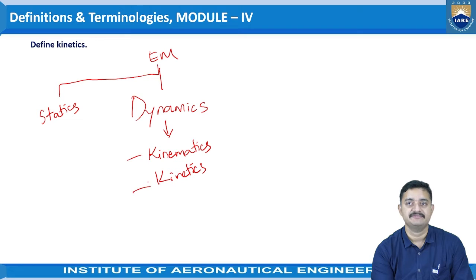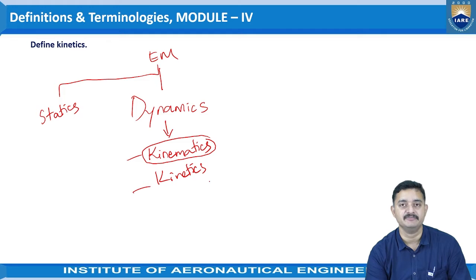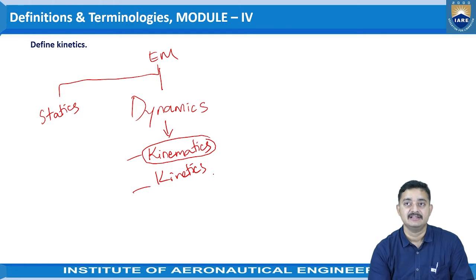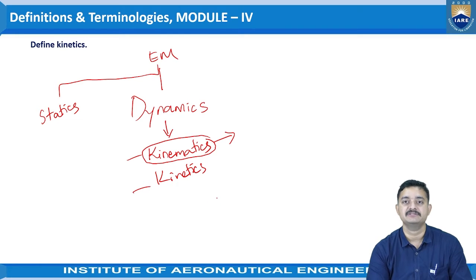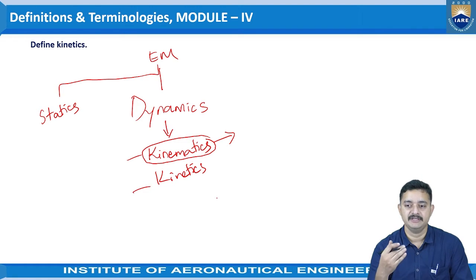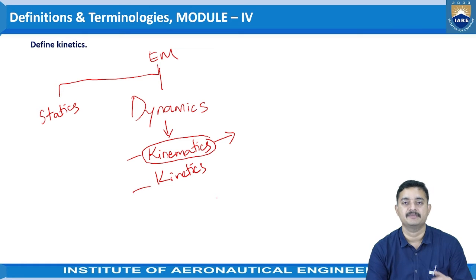So these two classifications are being considered, wherein kinematics is the branch of engineering mechanics where the movement of objects is considered without considering the source of that movement. That means we only consider the change in position of the objects without considering the forces that cause that change in position. For example, a football being kicked using our leg strength, then the ball moves.